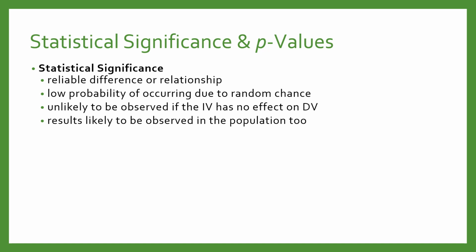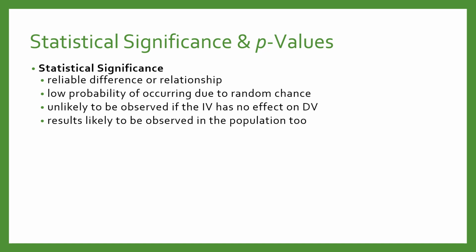So statistical significance is really looking at, is there a reliable difference between groups or a reliable relationship between variables? Results with a low probability of occurring due to random chance or sampling error are said to be statistically significant. Results that are unlikely to be observed if the independent variable has no effect on the dependent variable, which is basically the same as saying it's unlikely that we would have seen this due to random chance, again tells you you have a statistically significant effect.